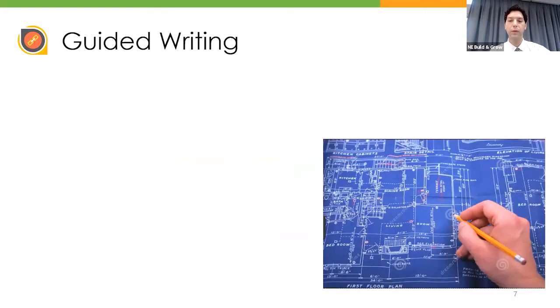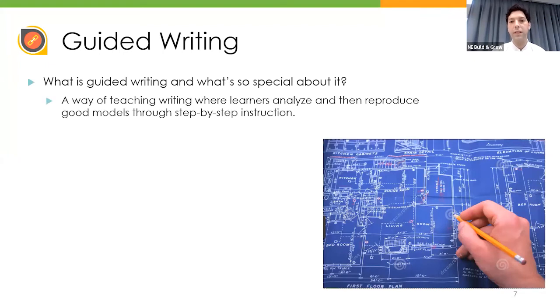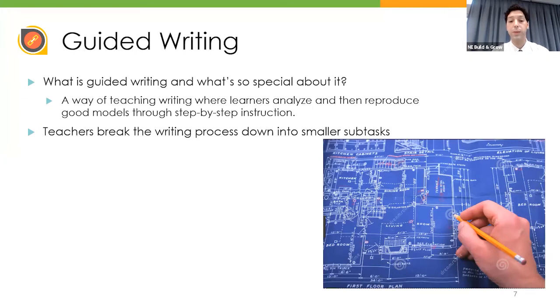So now, moving on to guided writing. What is guided writing? How does it work? Why is it good? Okay, first of all, guided writing is a way of teaching writing where learners analyze and then reproduce good models through step-by-step instruction. So basically, we're teaching students how to write through the analysis of models. Okay, and teachers break the writing process down into smaller subtasks.